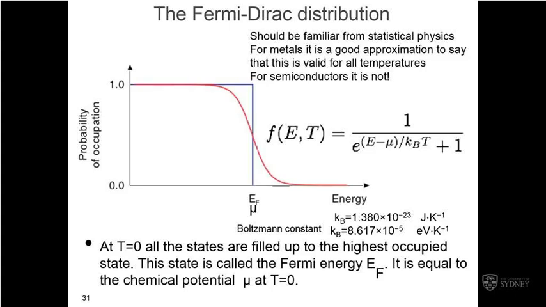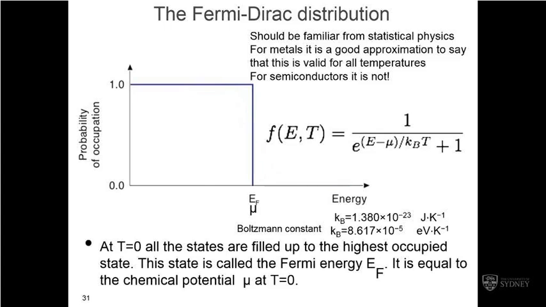And if you have some finite temperature, then this function gets this kind of form here, where some states become unoccupied, and some states above the Fermi level become occupied. So these states have been depopulated, and some states have become populated, because they get excited and can jump up to the higher energy levels.